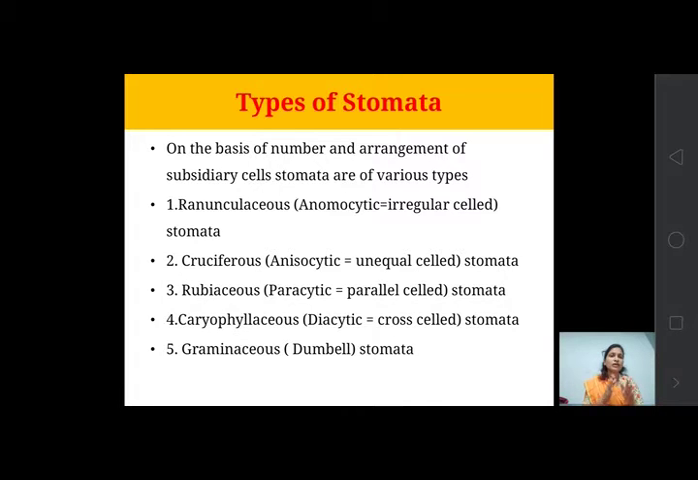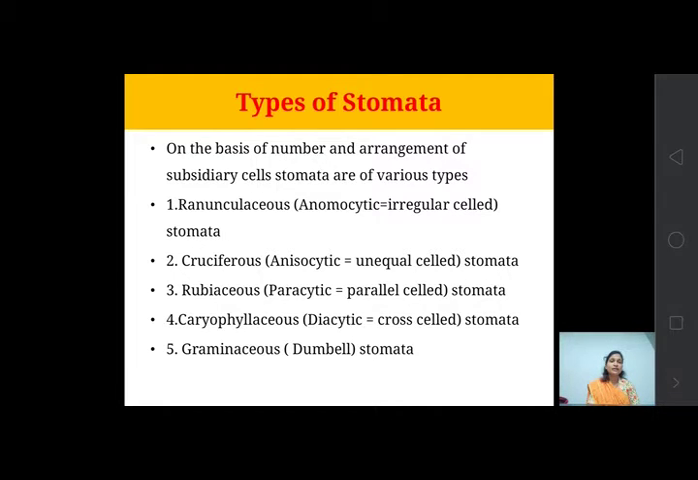Second is cruciferous stomata. Cruciferous means the Cruciferae family, where that stomata is found. It is also the Brassicaceae family, the Brassica family, like Mohri, Mula. On the leaves of the members of these plants, we find anisocytic or unequal celled stomata. Hence the name is given, cruciferous stomata.